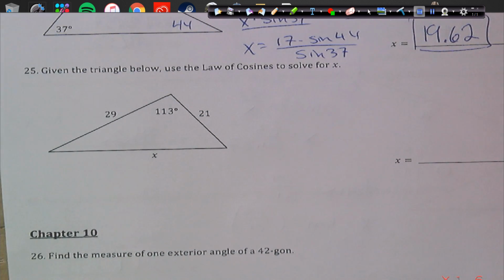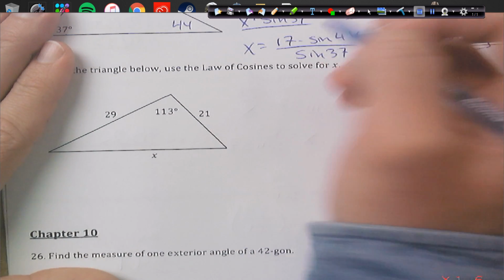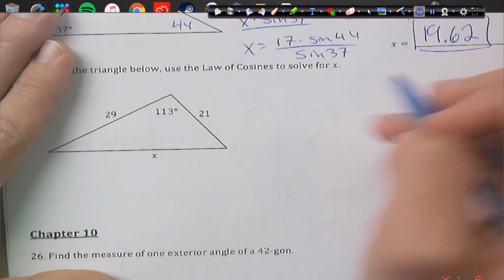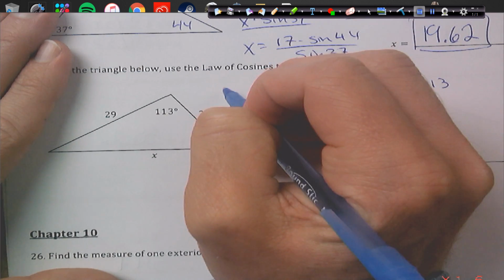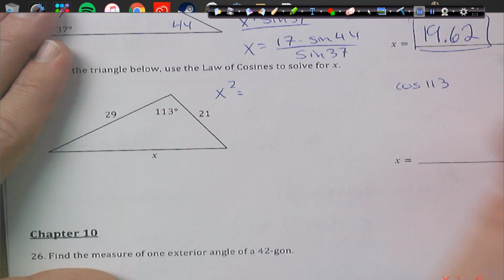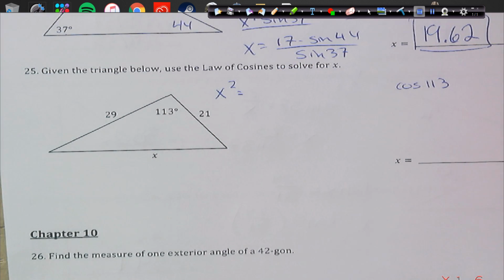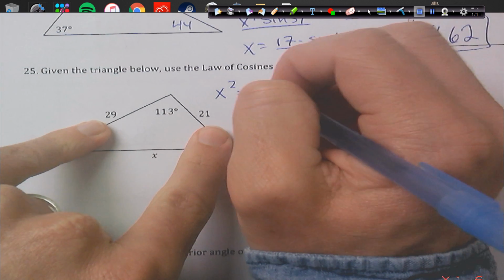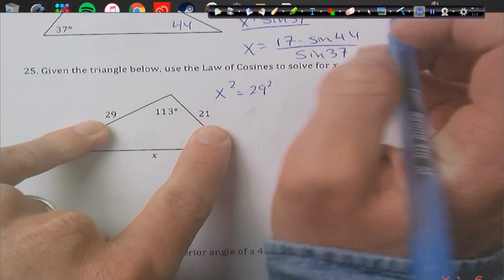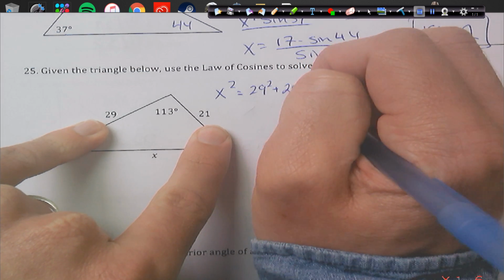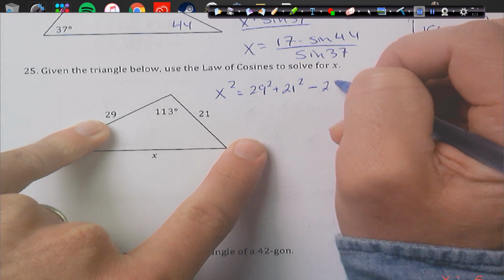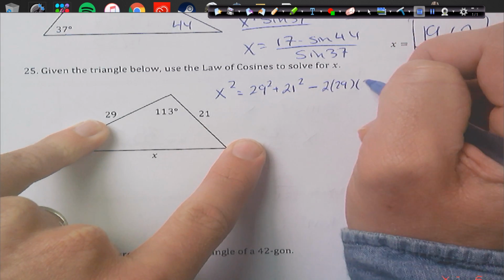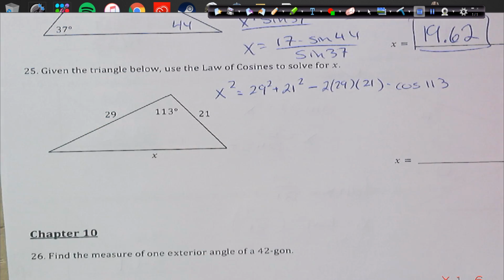Given the triangle below, use the law of cosines to solve for x. If you recall, the way we want to do this is to start with the angle on the very far side, the cosine of 113, and over here we're going to do x squared. The rest we can fill in pretty easily, as they're the remaining sides. So 29 squared plus 21 squared minus 2 times 29 times 21 times cosine. Okay?